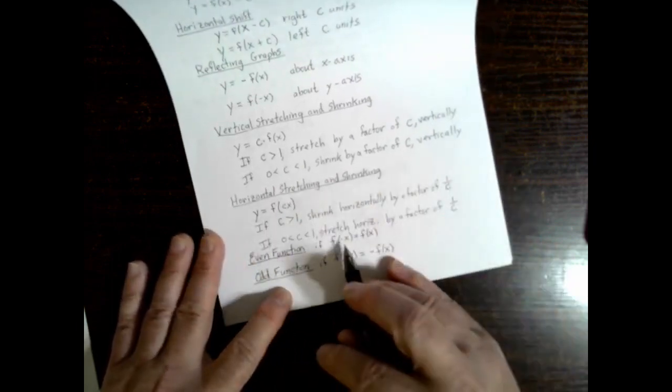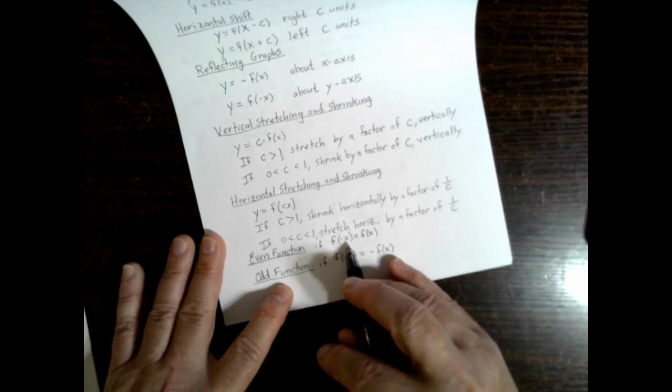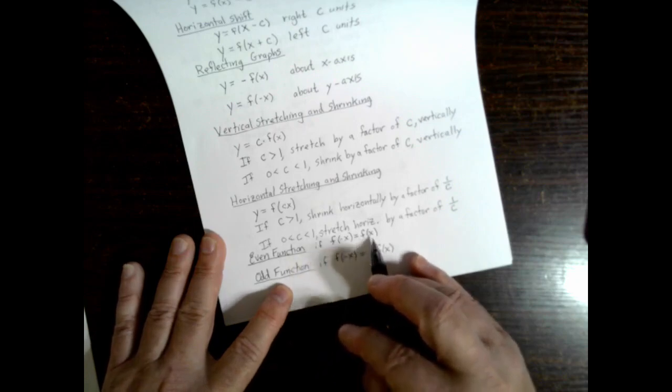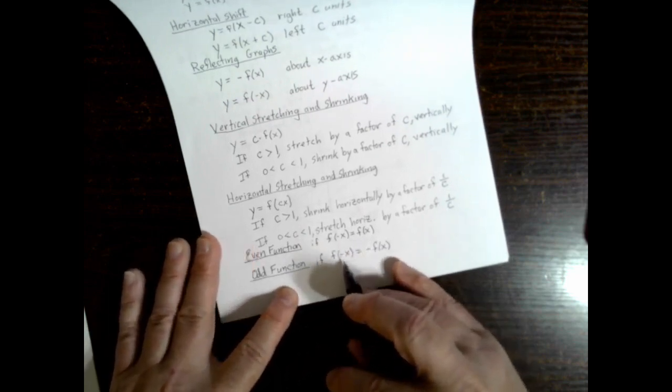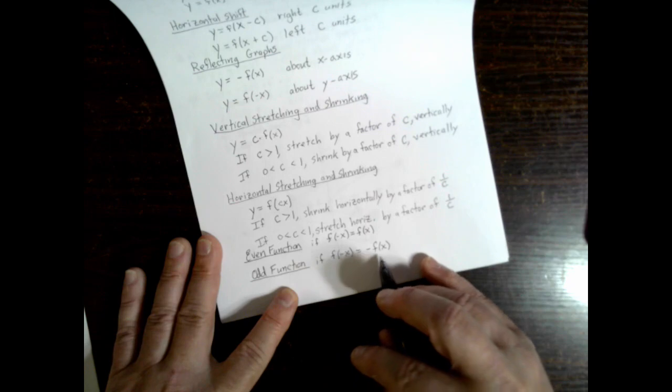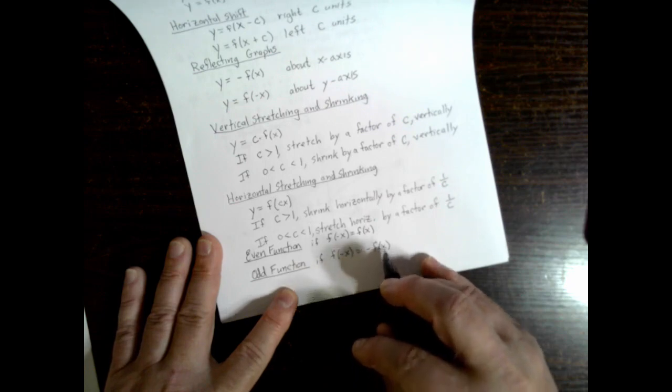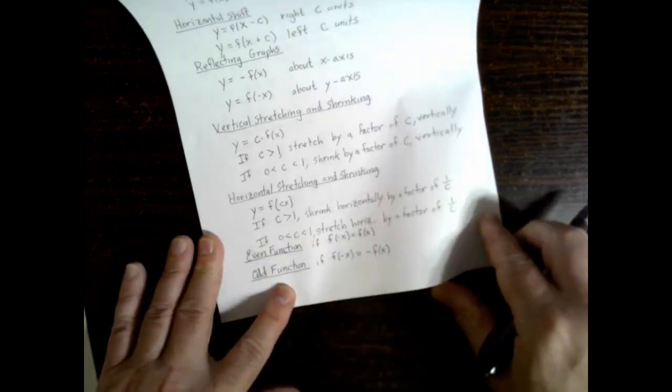An even function is a function where if you plug in negative x into the function, you get the original function back. Classic example is x squared. An odd function is a function where if you plug in negative x into the function, you get negative f of x, whose classic example is x cubed.